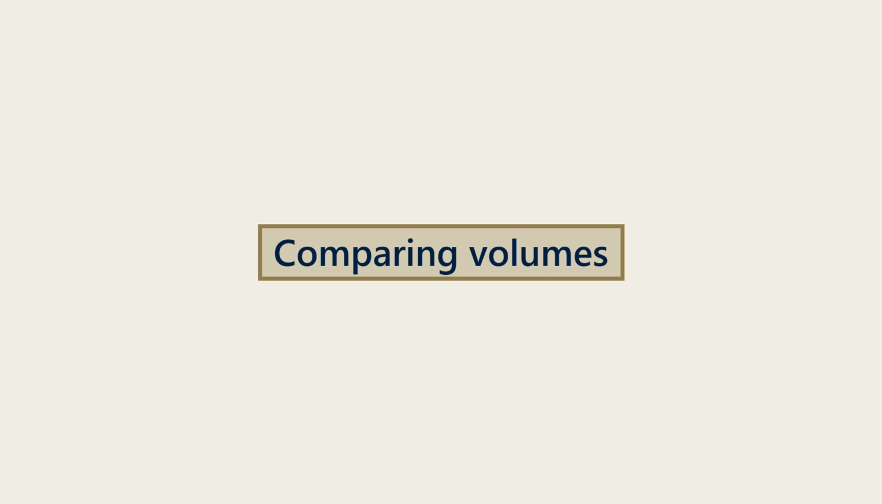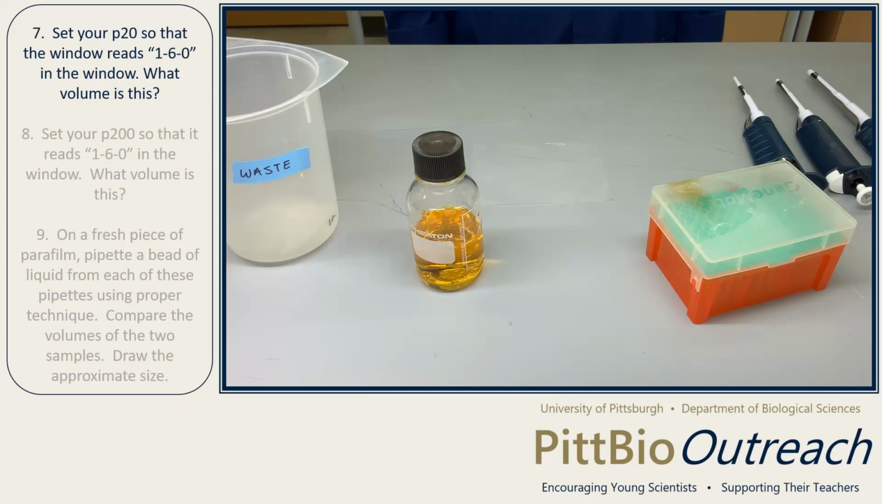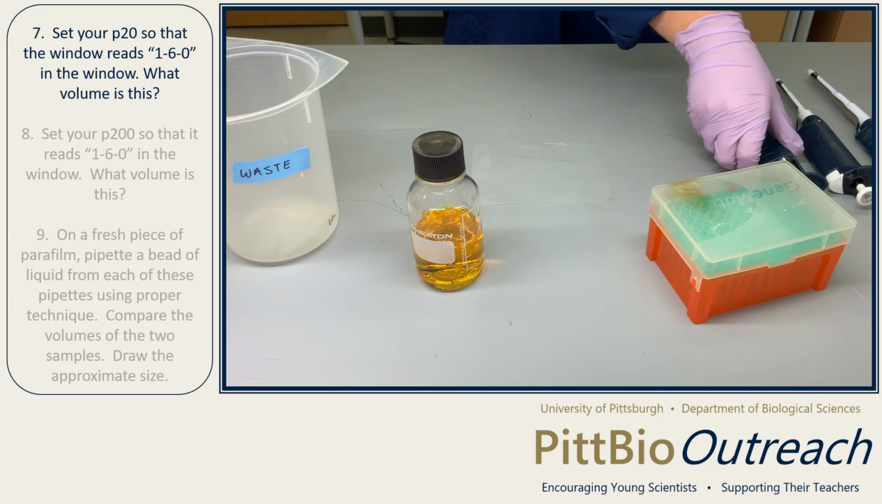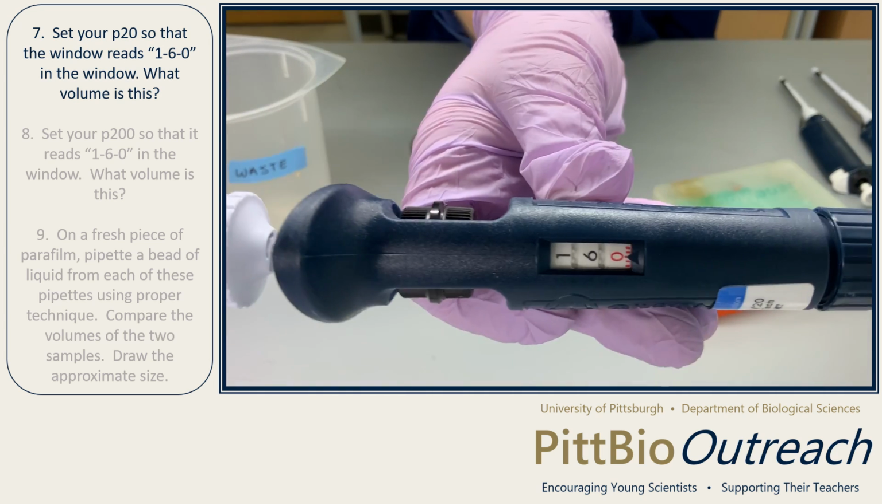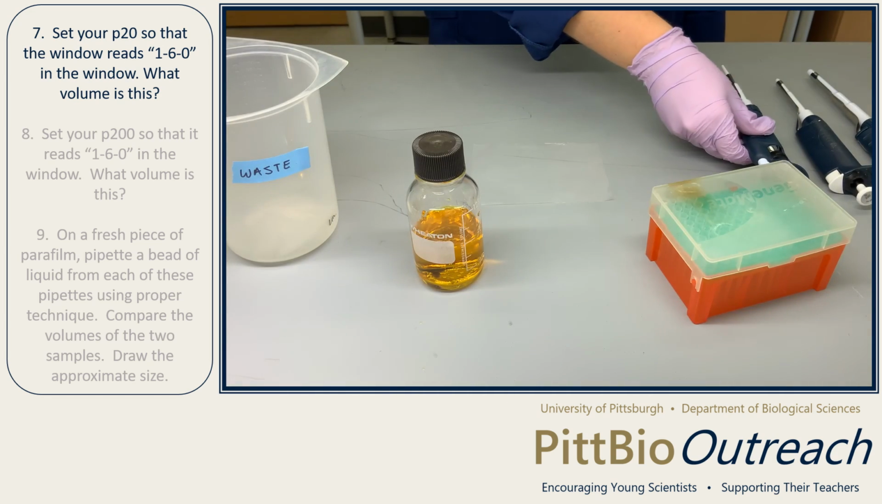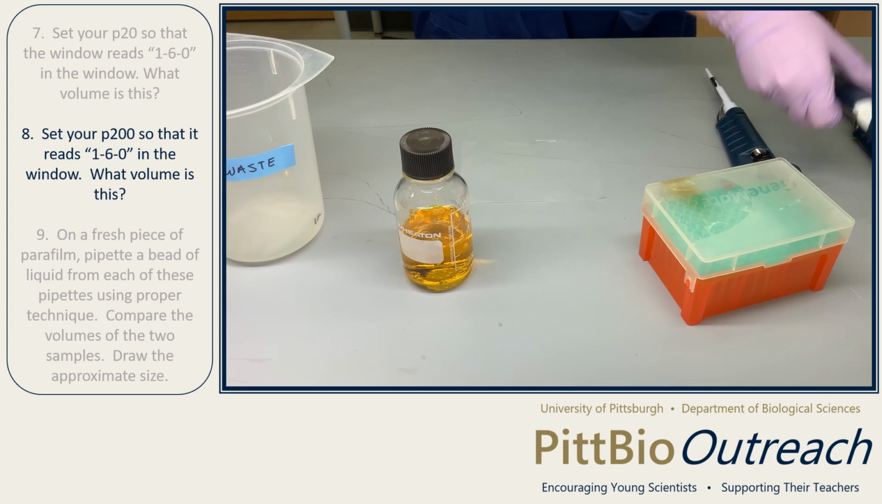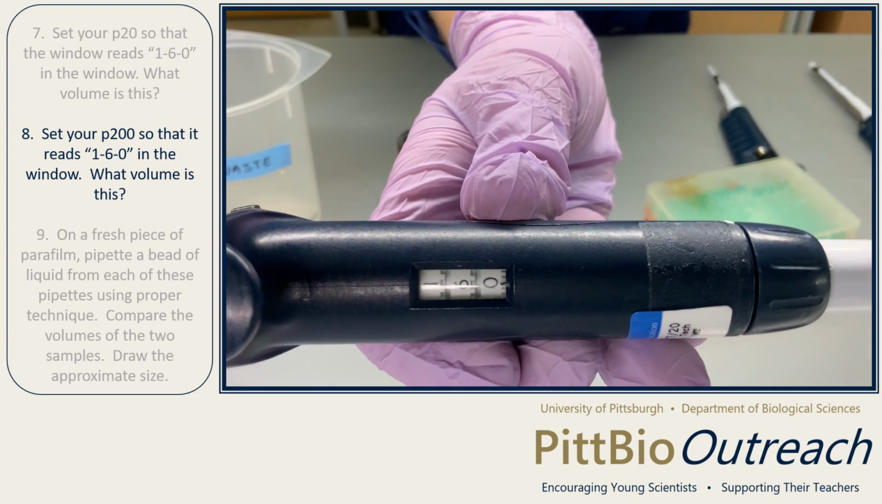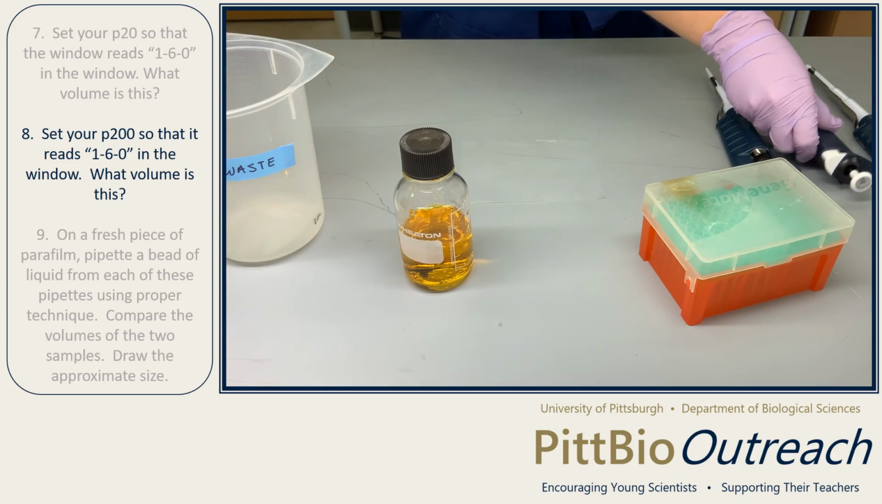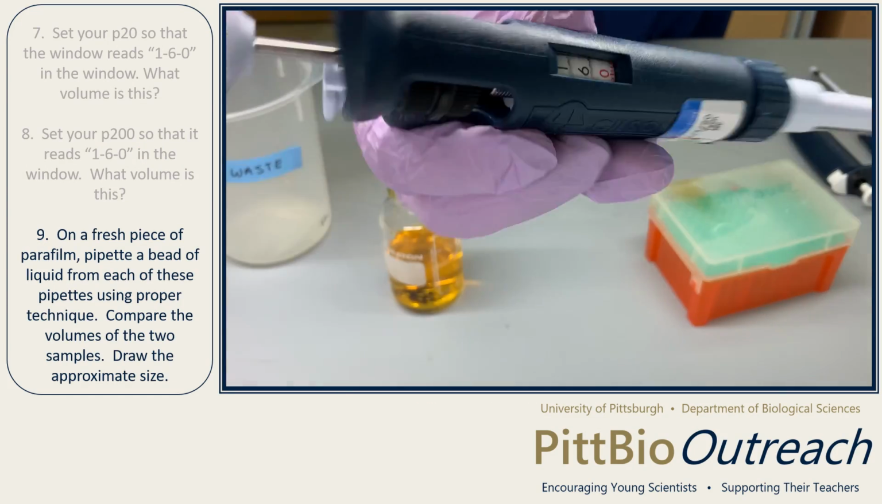Comparing volumes. Step 7. Set your P20 so that it reads 160 in the window. What volume is this? Step 8. Set your P200 so that it reads 160 in the window. What volume is this?